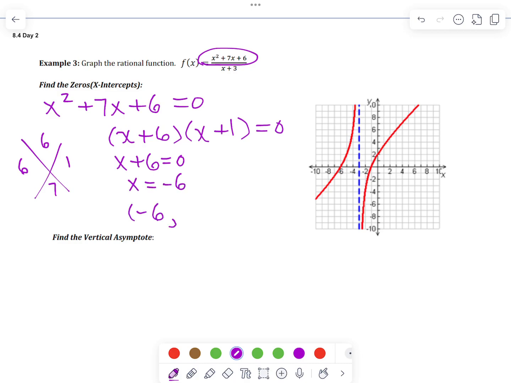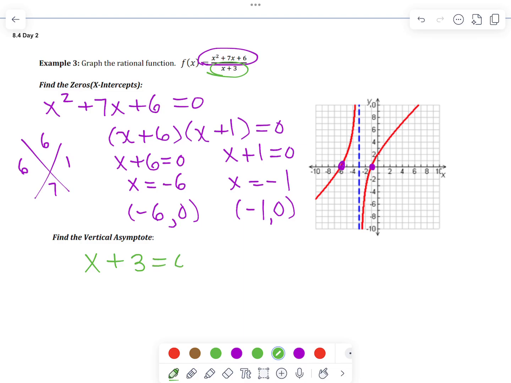So our first x-intercept is at (-6, 0). Set our second factor equal to 0. Solve for x by subtracting 1 from both sides. And then write that as an ordered pair. So there's our two x-intercepts. Our vertical asymptote is when the denominator makes it 0, which is undefined. So we subtract 3 from both sides. So our vertical asymptote is at x equals -3.